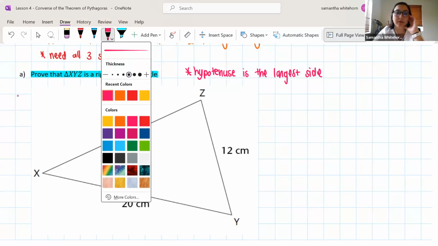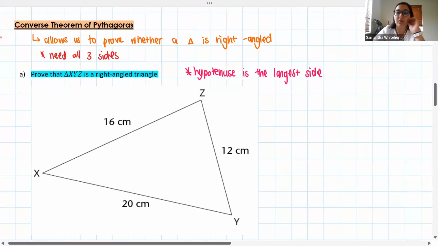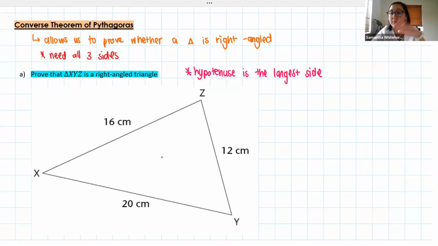Nice, grade 8, well done. Okay, so some of you have said 20, some of you have said XY, both are absolutely fine. What we see is that this side XY is the longest side in my triangle. So if this is a right angled triangle, that will be my hypotenuse.